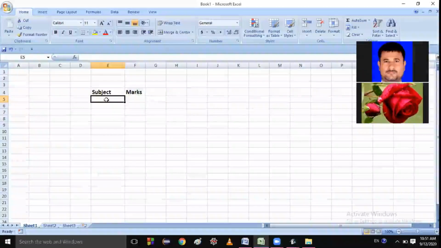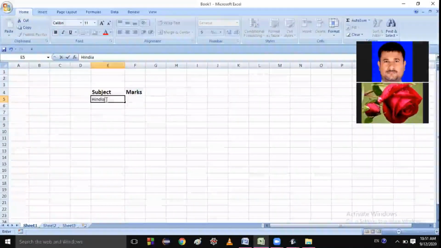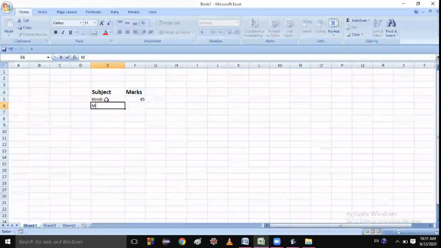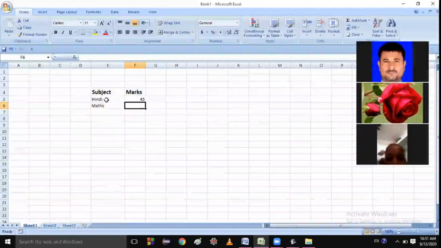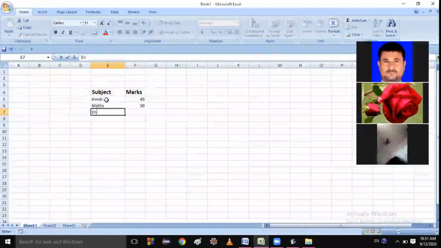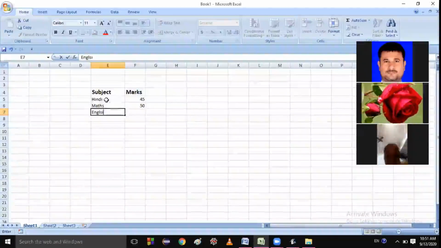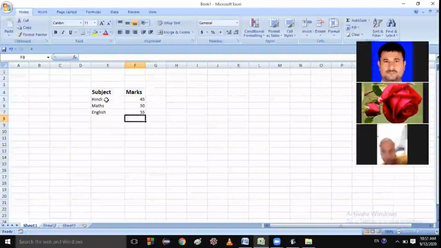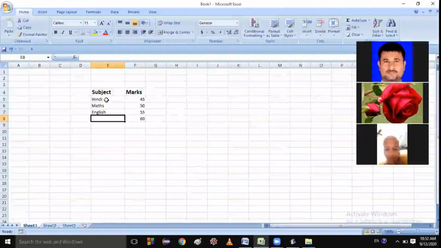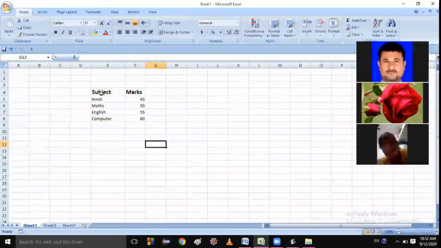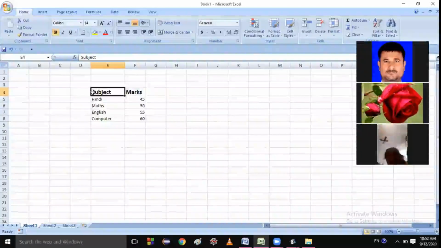Okay, subject I have written Hindi, 45 marks. Math, 50 marks. English, 85, and 16 computer. Suppose I have these marks of the students and I need to make the chart.